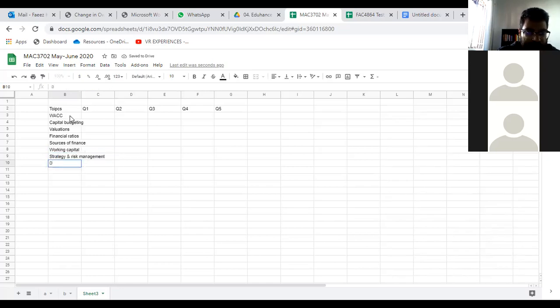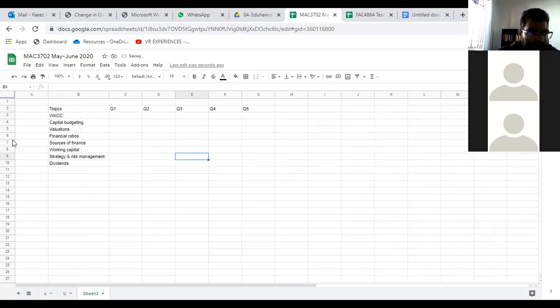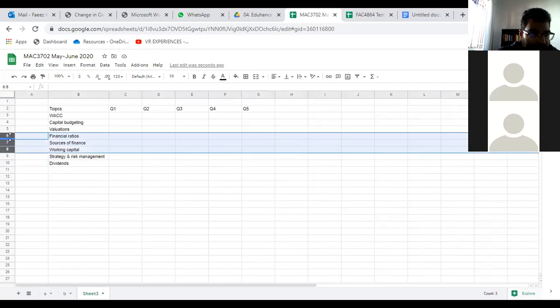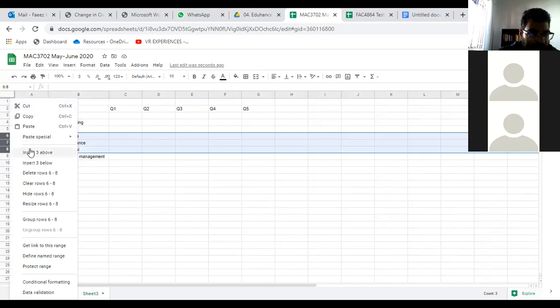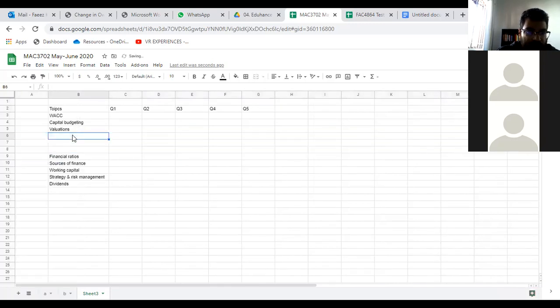And then, what's the last one? Another one, dividends. These are the typical ones. Okay, so these are the basics, but then you may want to split out a little bit further, especially for valuations. So under valuations, you can have free cash flow.